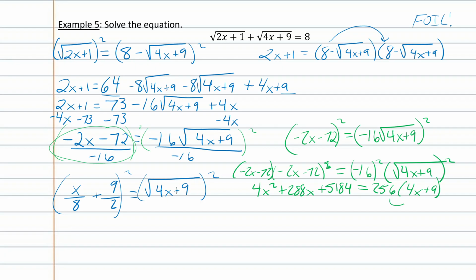Okay. So I need to distribute the 256 to both of these terms. So I'm going to leave the left-hand side alone for now. 256 times 4 gives you 1,024x, and then 256 times 9 gives you 2,304. And as intimidating as that might look, you have a calculator, so it gets really simple. Let's get everything all to one side. So I'm going to subtract this over to the left-hand side.